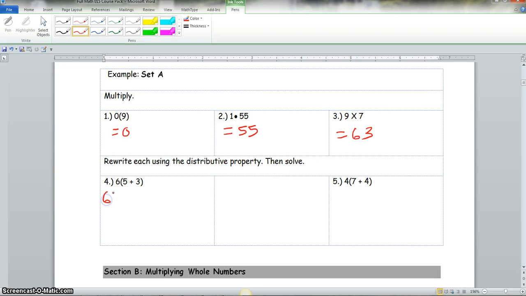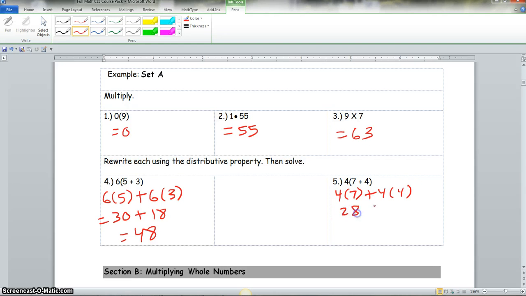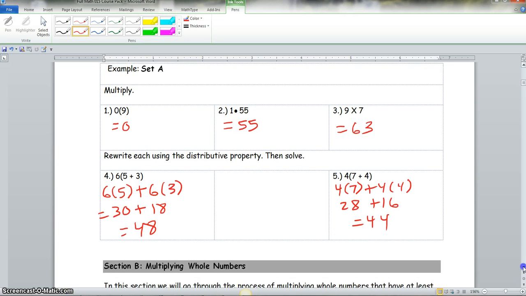So we would take 6 times 5, and since the 6 is positive, we'll put a plus, so it's plus 6 times 3. We distribute over both of these numbers. 6 times 5 is 30, 6 times 3 is 18, 30 plus 18 is 48. Now, we go over here to number 5. We would take 4 times 7 plus 4 times 4. 4 times 7 is 28, plus 4 times 4 is 16. 28 plus 16 is 44. So your final answer is 44.